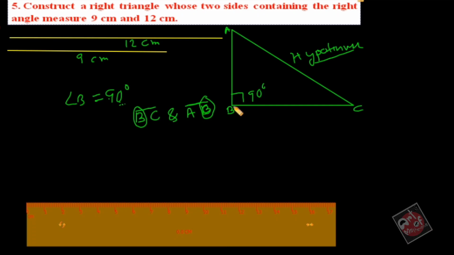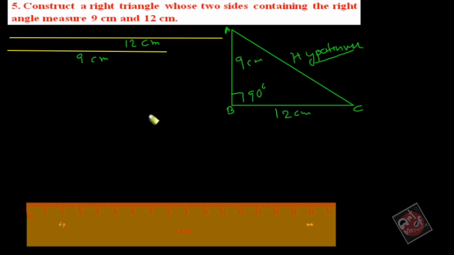From the point B, I have to cut 12 centimeter, and from the point B I have to cut 9 centimeter. So students, one thing, be careful that the length is big. Be careful whenever you are doing this. There should be some space in your copy. If the space is not available, you cannot construct the triangle, and again you have to rub and do it. So be careful. I am going to rub this part.